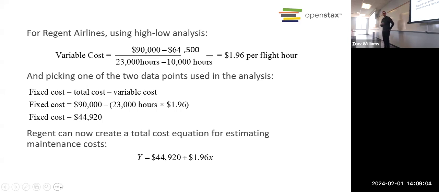And now we can have a complete formula. We can say that the total cost is always going to be this fixed cost that we just figured out plus the variable cost per unit times the number of units that we're trying to estimate cost for. And that's how you do the high-low method of estimating mixed costs.